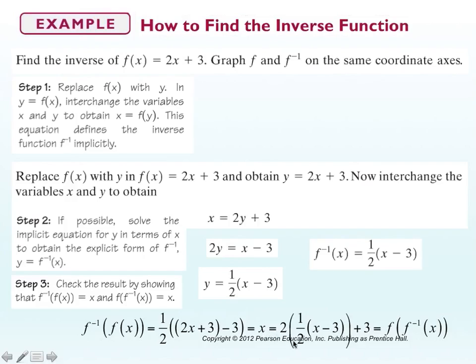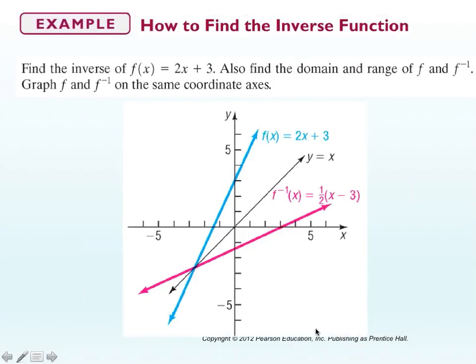Okay. And now if we take this equation, 1/2 times x minus 3, and we plug it into the original, we have 2 times that whole equation plus 3. The 2 and the 1/2 are just going to cancel. We're going to be left with x minus 3 plus 3, which is just going to be x. So this one works.